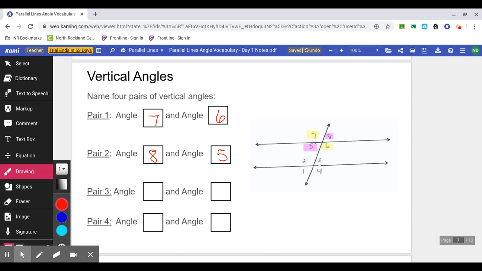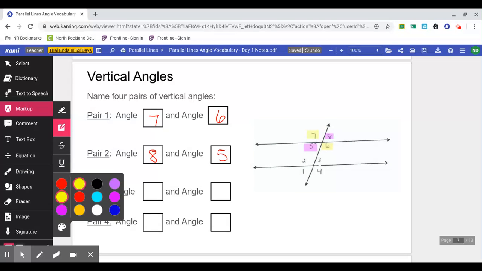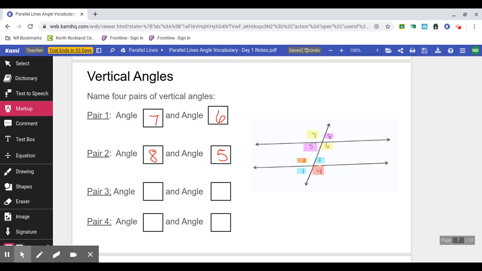Now I'm going to look at that next line, and angle 2 and angle 4 are vertical angles, and angle 3 and angle 1 are vertical angles. Okay, so I'm going to write that in here. Angle 2 and 4 are vertical, and angle 1 and 3 are vertical. Okay, again, we need to remember that vertical angles are equal to each other.